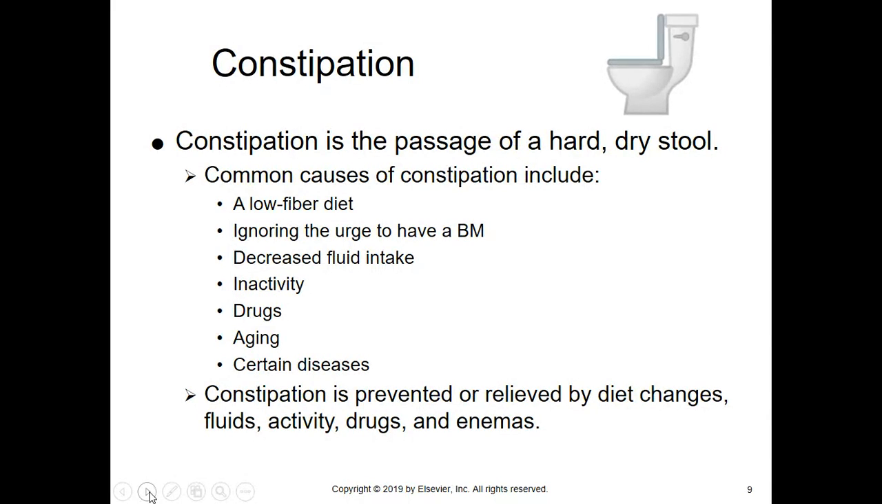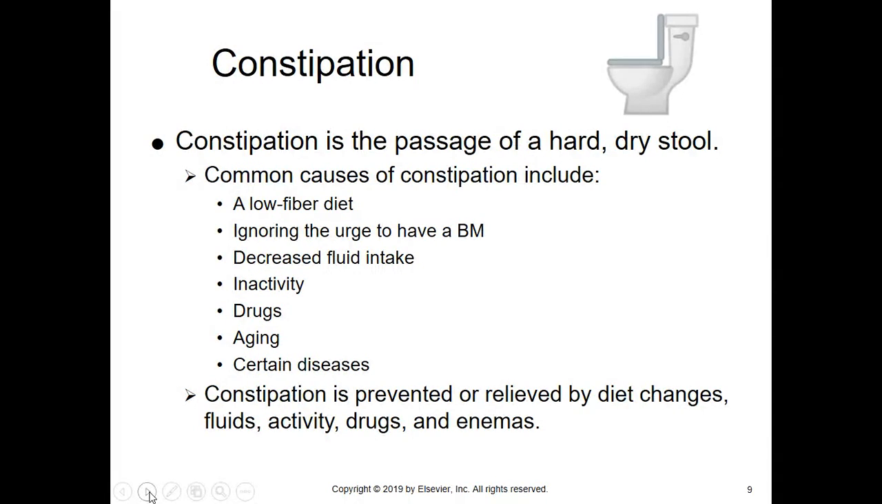Common causes of constipation are things that the patient's not doing. They're not getting enough fiber. They're not getting enough fluid. They're not drinking enough water. They're inactive. They're not moving. So it's the opposite of what I just told you. Things that help the bowel are high fiber diets, movement and activity, and increasing your fluid.